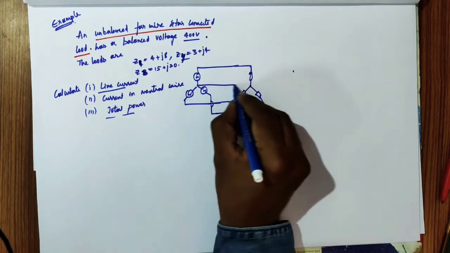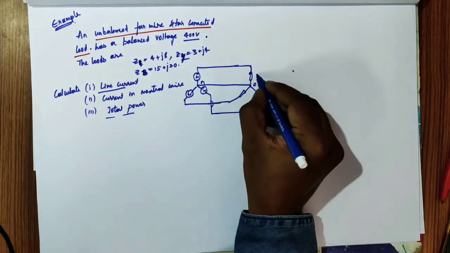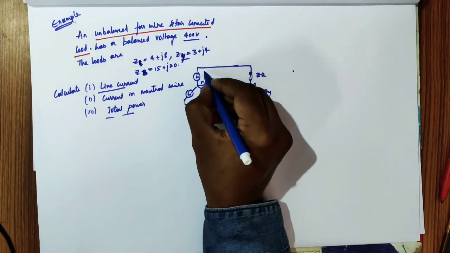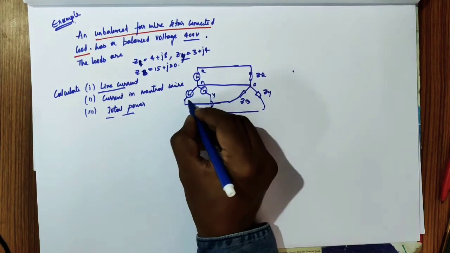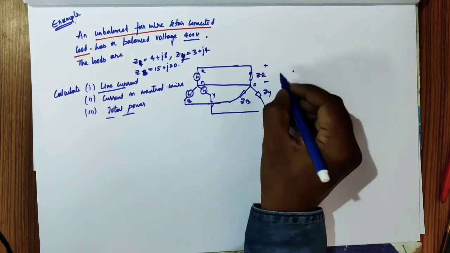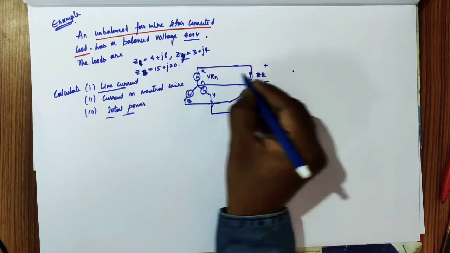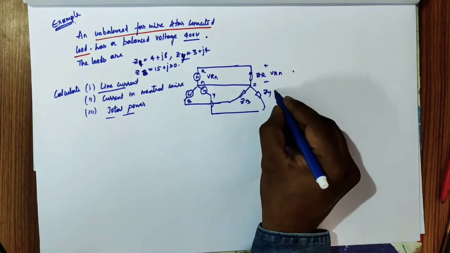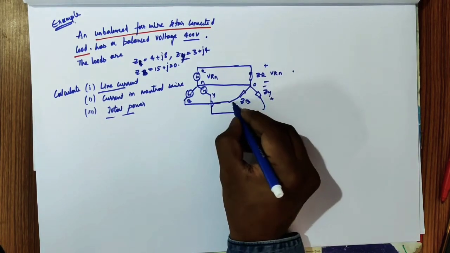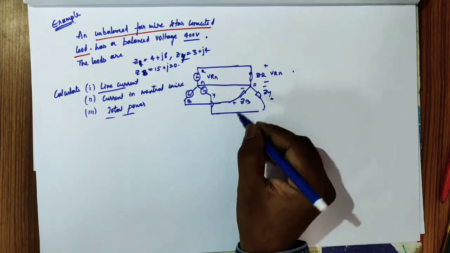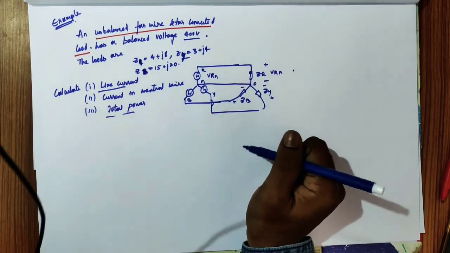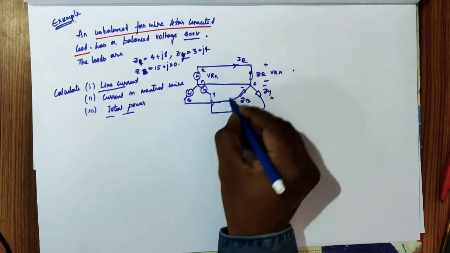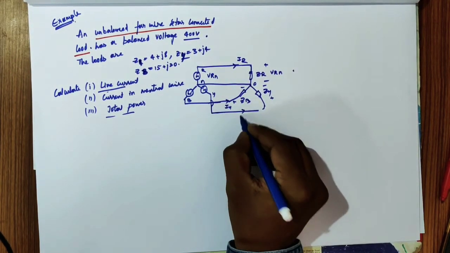So this is neutral connected, this is 0 and N. So ZR, ZY and ZB, and we have a value of here R, Y, B. So this VRN is equal to this VRN, VYN equal to this YN phase value, and this BN equal to this BN. Agree with me? Now he's asking to find the line currents, that is IR, IY and IB.